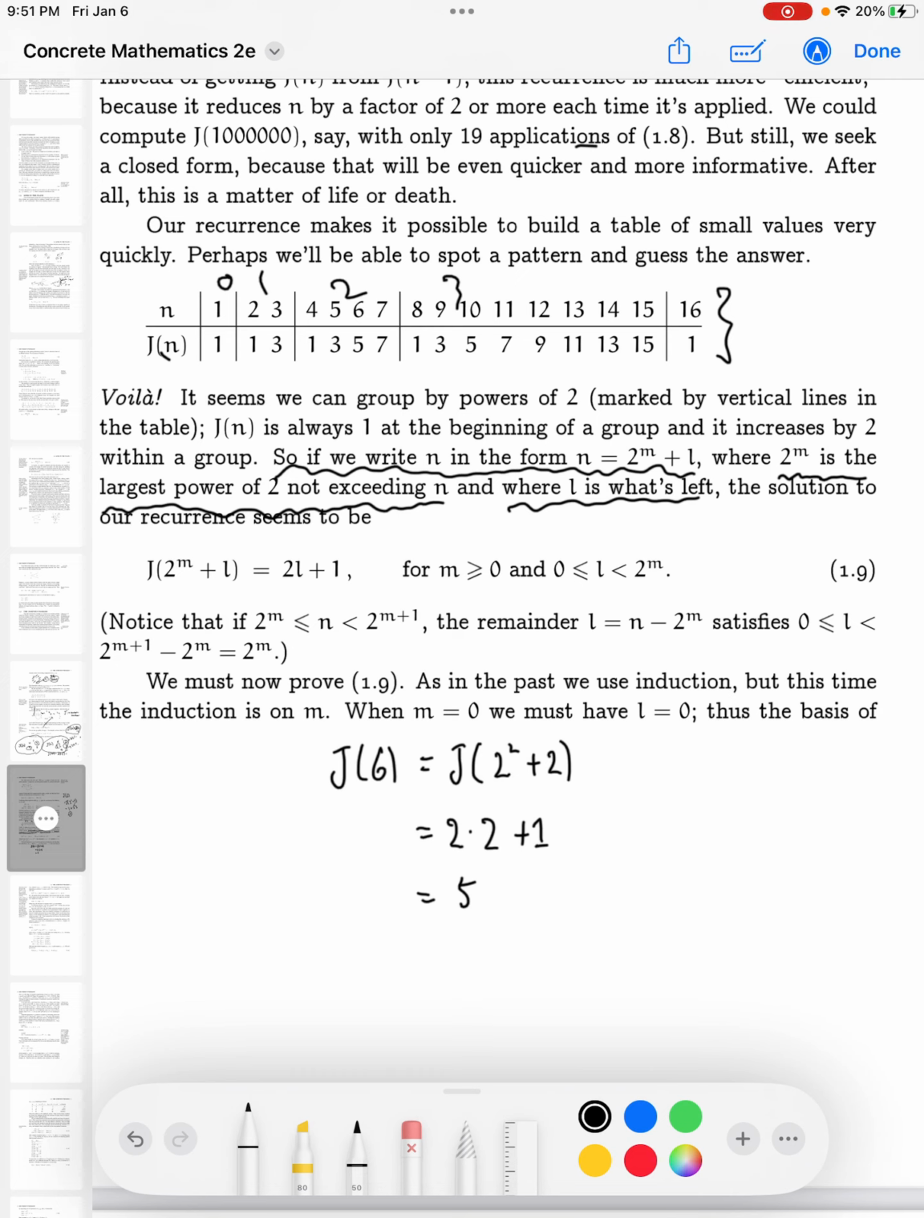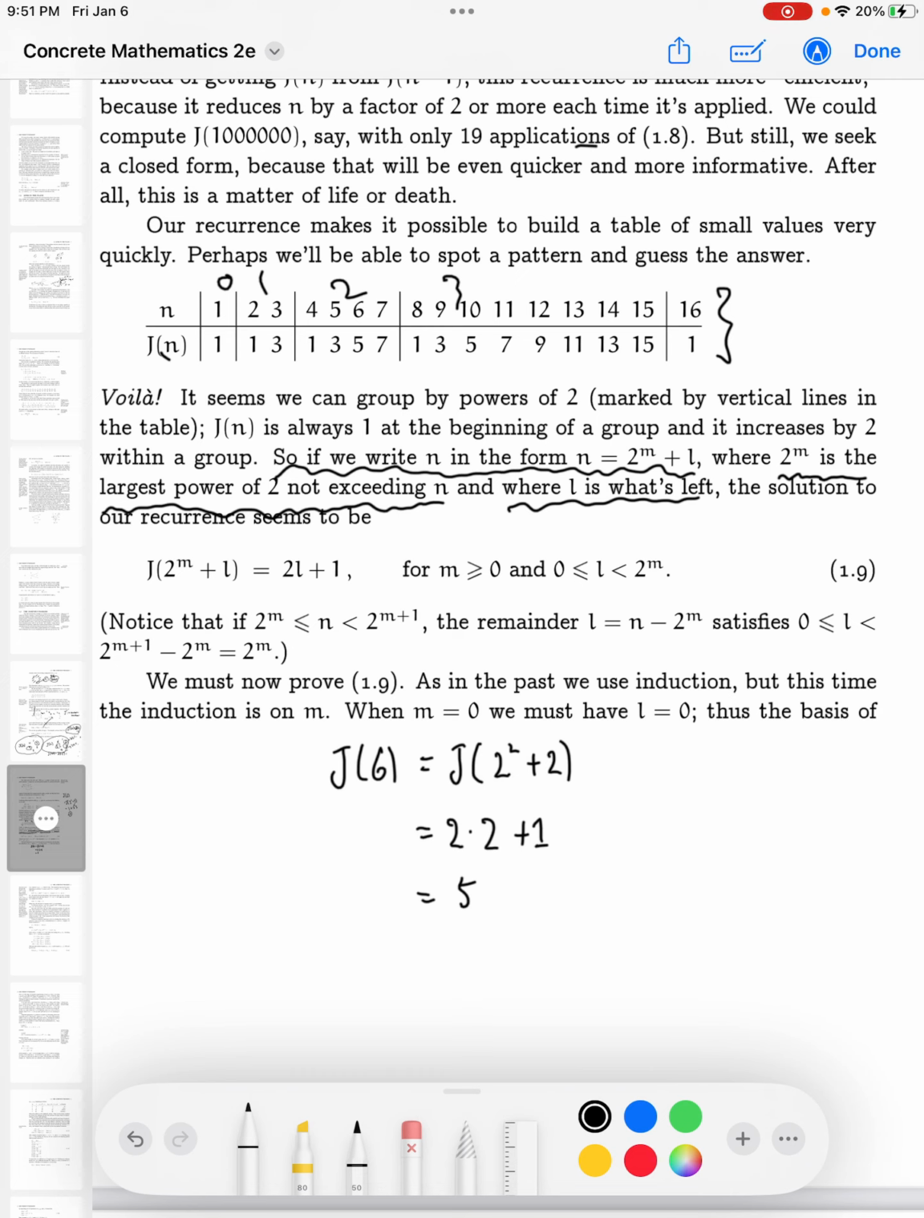So now to the proof part. As in the past, we use induction, but this time the induction is on m. When m equals 0, we must have L equals 0. The reason is that L is less than 2 to the power of m, in this case 2 to the power of 0, so it should be less than 1. The only natural number less than 1 is 0. I wouldn't say natural number, but rather integer, is 0. So L should be 0.